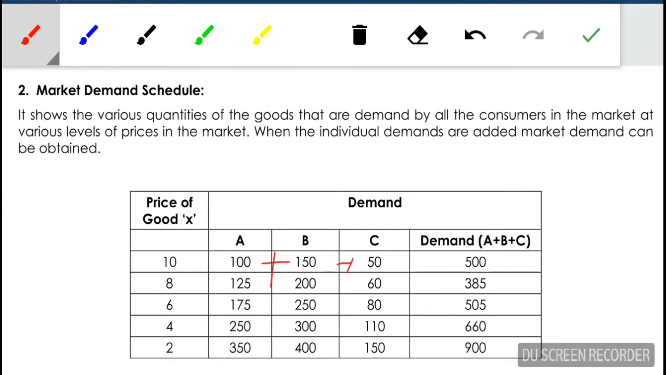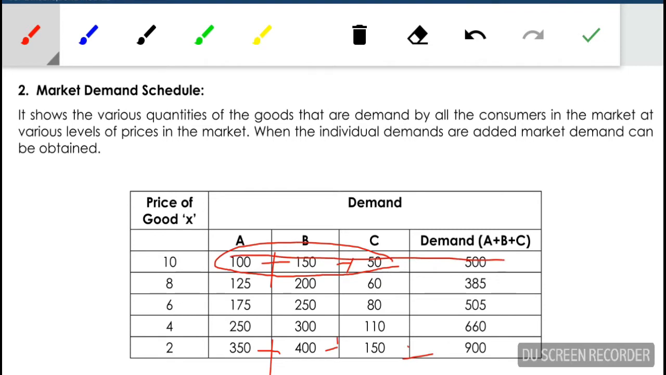100 plus 150 plus 50 is equal to... this calculation is wrong, you can take any other. 350 plus 400 plus 150 is equal to 900. This calculation is wrong, so please don't consider this one.